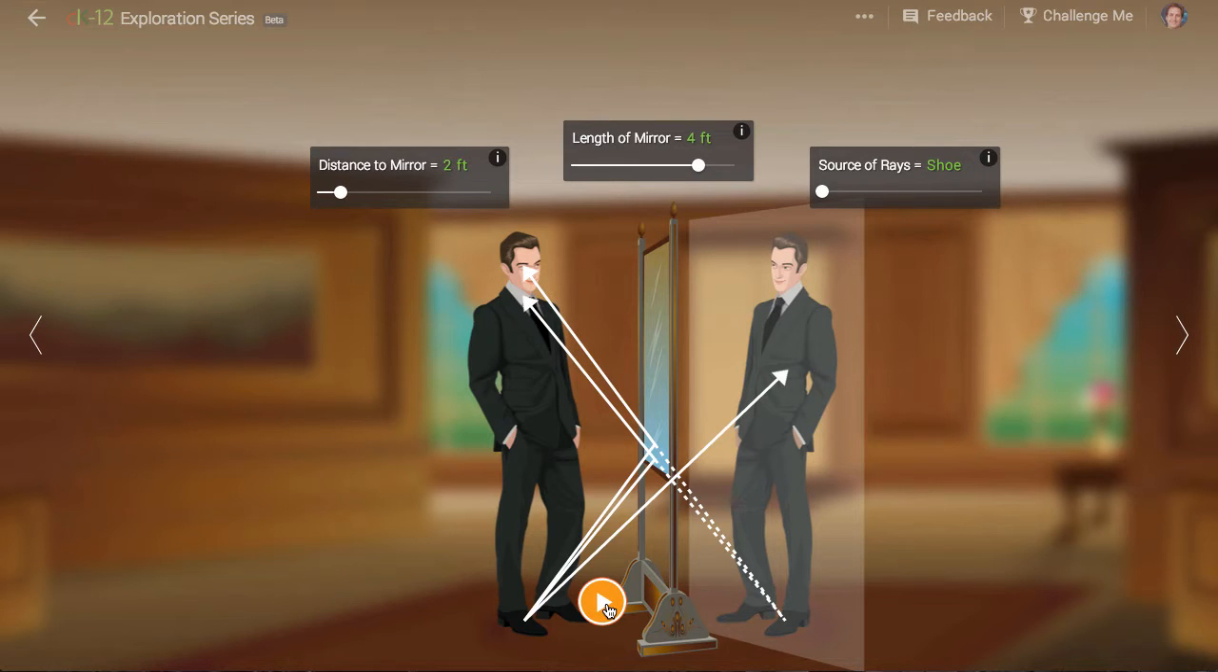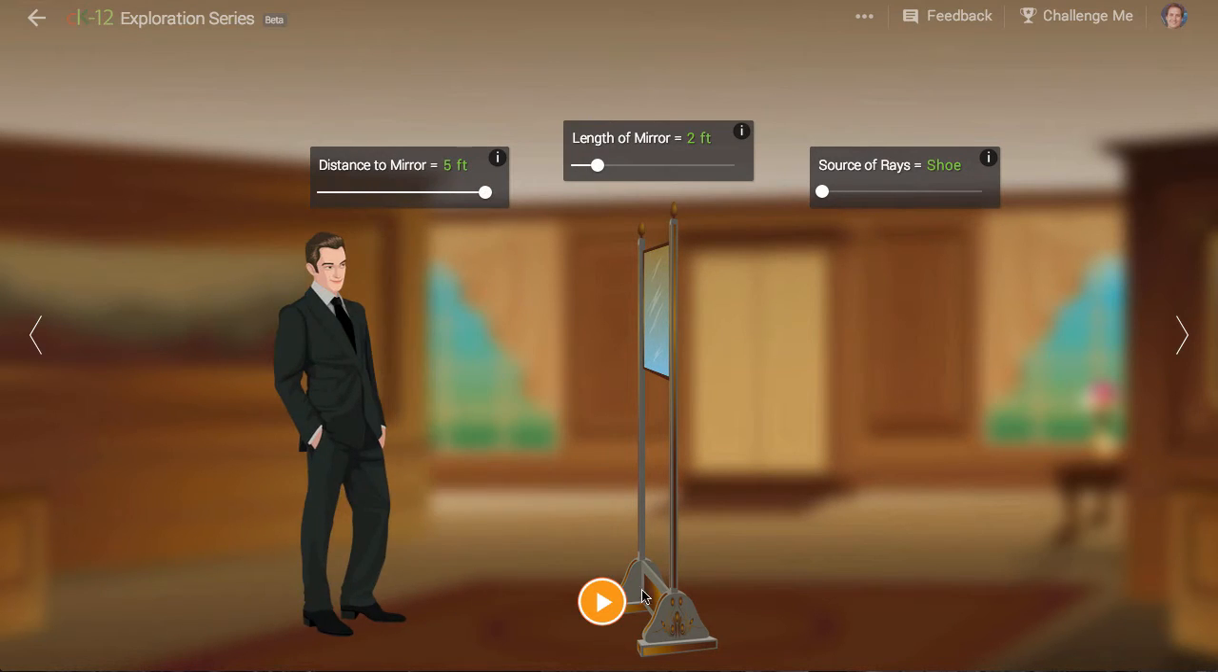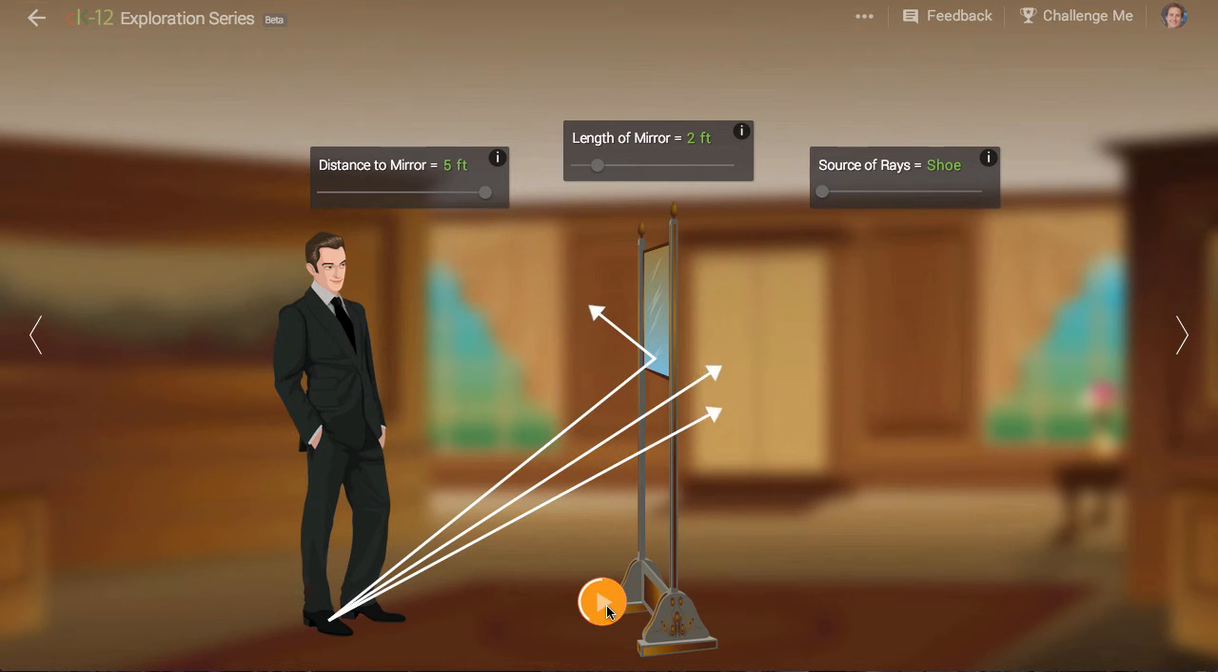What happens when the young man moves closer? He can still see his shoe. In fact, the distance to the mirror doesn't matter at all. No matter what, if the mirror is at least half as tall as you are, you'll be able to see your whole body. This is one way to remember and think about the law of equal angles, the law of reflection.